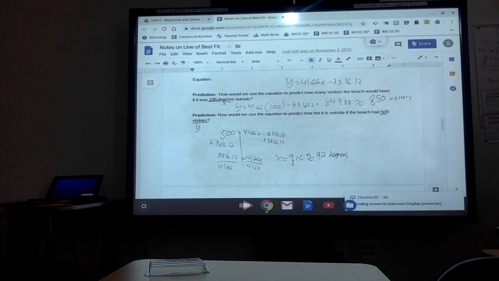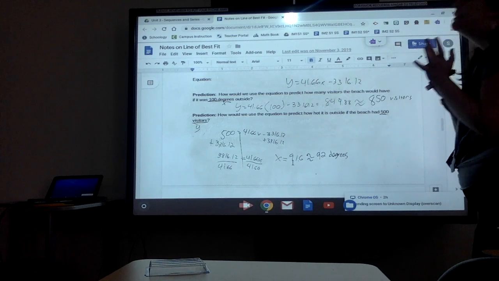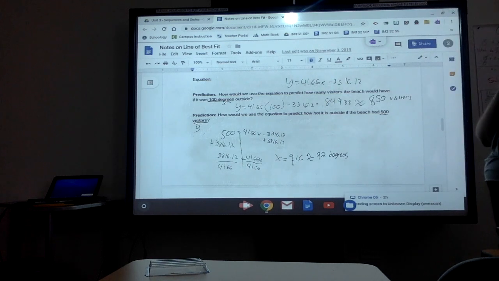And so what this does is it takes a real life situation like the beach and the temperature and the scatter plot, and it lets you create a line that you can use to estimate things that might happen in real life.